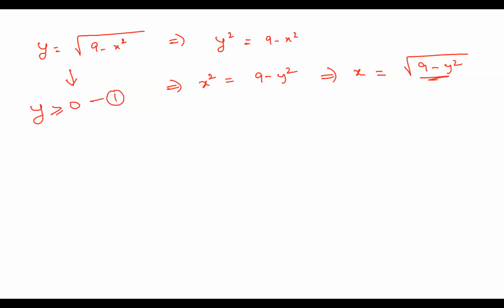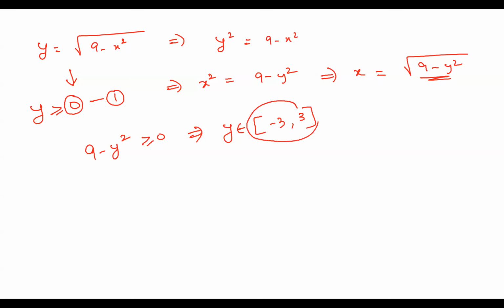From here, what can I conclude? 9 minus y square is greater than or equal to 0, which implies y belongs to minus 3 to 3. Right. So y greater than or equal to 0 and y belongs to minus 3 to 3. What will be the answer? Which is smaller? See, y greater than or equal to 0 intersection y belongs to minus 3 to 3. What will be the answer?